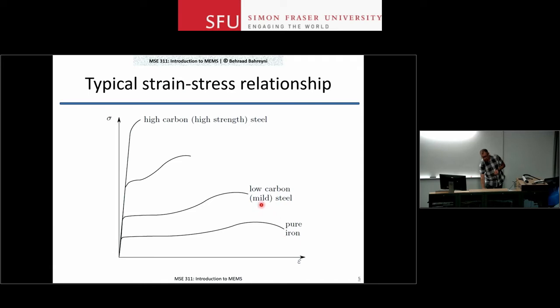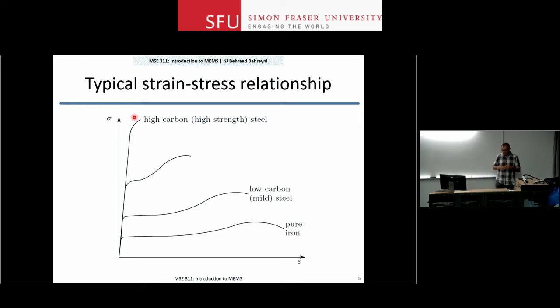As you add more and more carbon to your steel, up to here where you have high carbon steel, then two things happen. First of all, the range of linear relationship between strain and stress increases a bit more. So the material behaves more linearly over a wider range of strains and stresses. And the second thing that happens is that you really don't see a plastic deformation here anymore, right? So for high carbon steel, we call it a brittle material. If you put too much stress on the material, it just breaks. It doesn't go through that plastic deformation anymore.